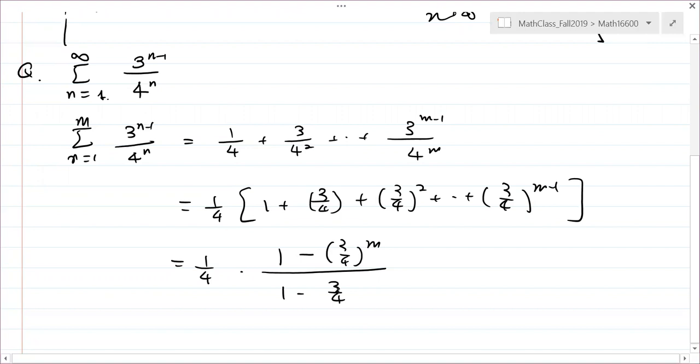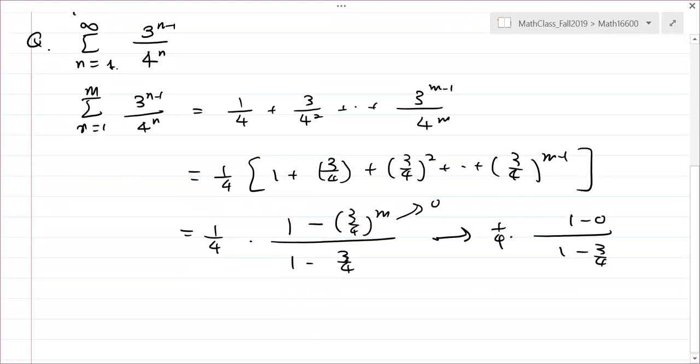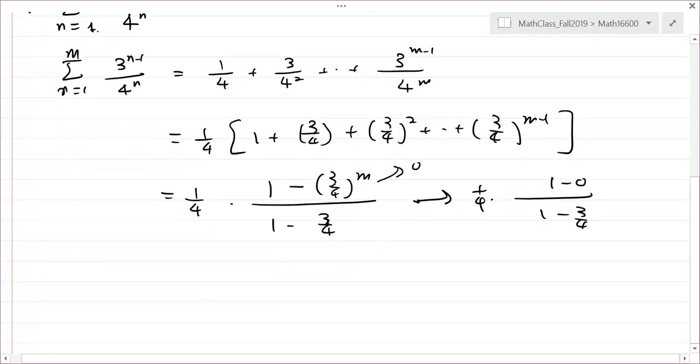So when m goes to infinity, 3/4 to the power m approaches 0. So that approaches one quarter times 1 minus 0, over 1/4. Let's simplify it. It's going to be just 1. So the answer is 1, that is the limit. Therefore, you not only prove it's convergent, you also prove that it's equal to 1. This is one of the proofs.